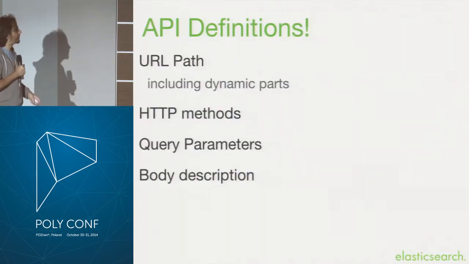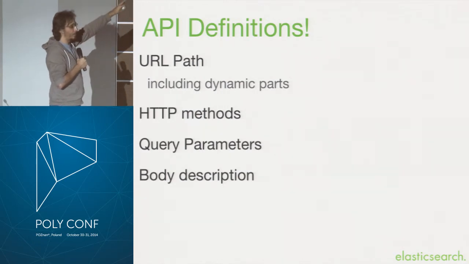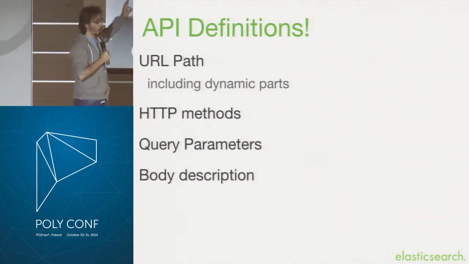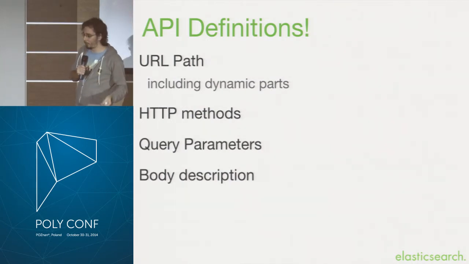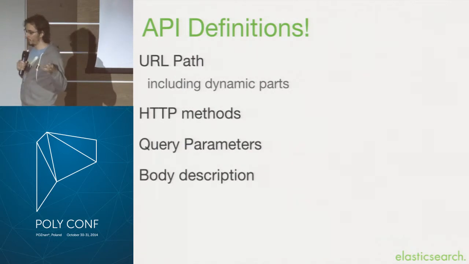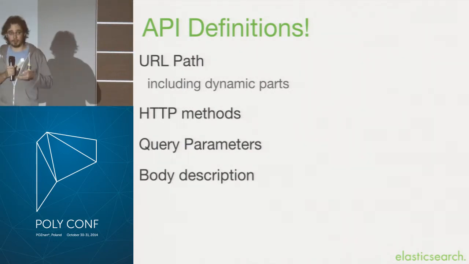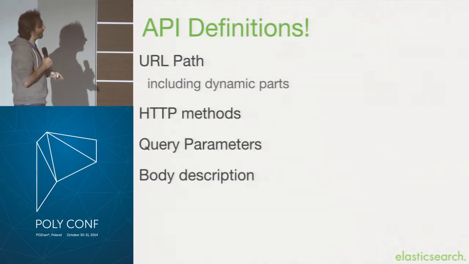So how did this API definition look? It included all the important parts for the API. So all the different URL paths it can talk to, all the different parameters, and whether it needed a body or not. We didn't go further than that.